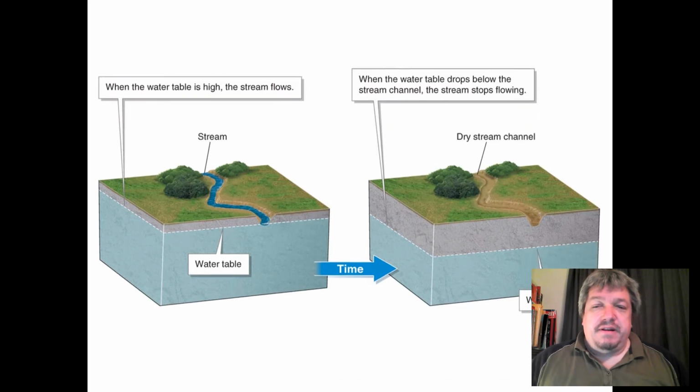Another thing that can happen, we talked about this before, is the water table. If it's a dry season and there's less rain, the water table will drop. And if the water table drops below the bottom of the river, all the water in it will soak into the ground, and you get a dry stream channel.